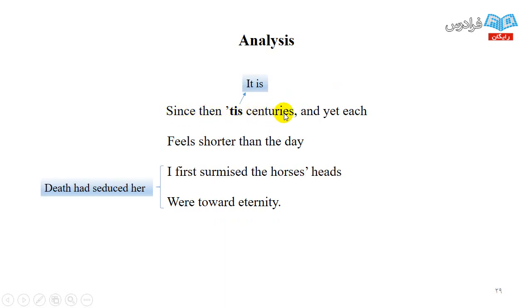Since then, 'tis centuries, and yet each feels shorter than the day I first surmised the horses' heads were toward eternity. 'Tis is the contraction of it is. The speaker says, although it has been centuries since she has died, it feels shorter than a day. It has been centuries, but it feels shorter than the day she surmised that her journey was toward eternity. The word surmised suggests that she supposed the horses were heading for eternity, but there was no evidence. Death has seduced her and left her alone in the dark, cold, damp grave.